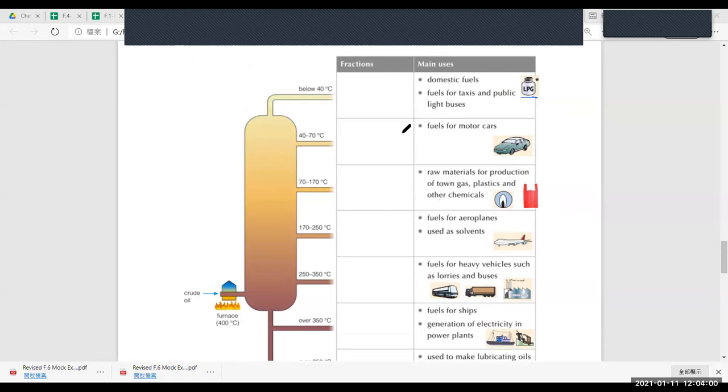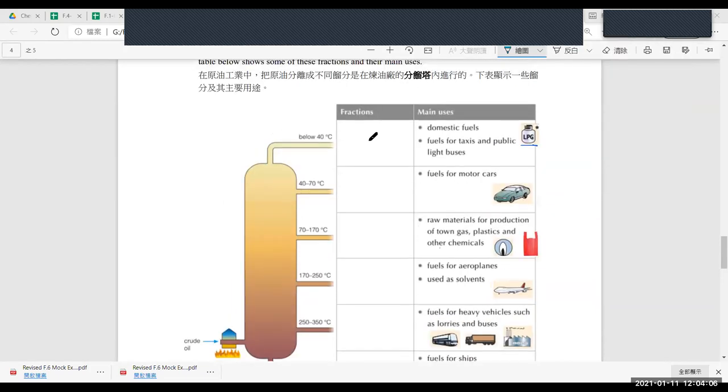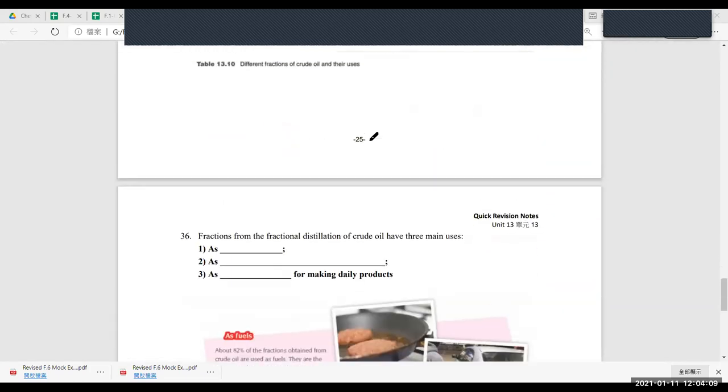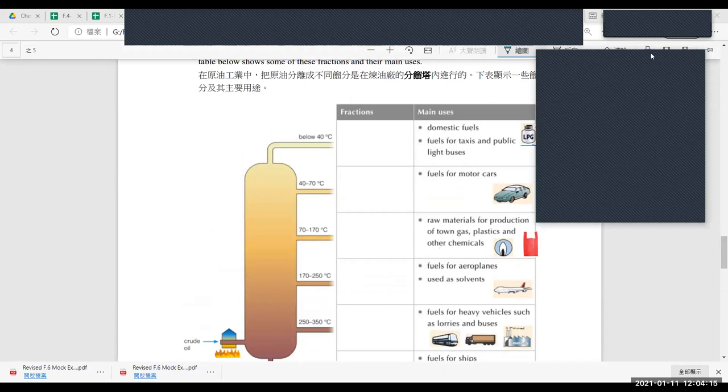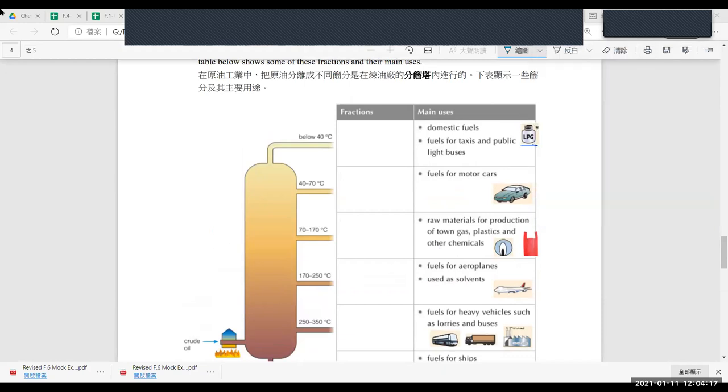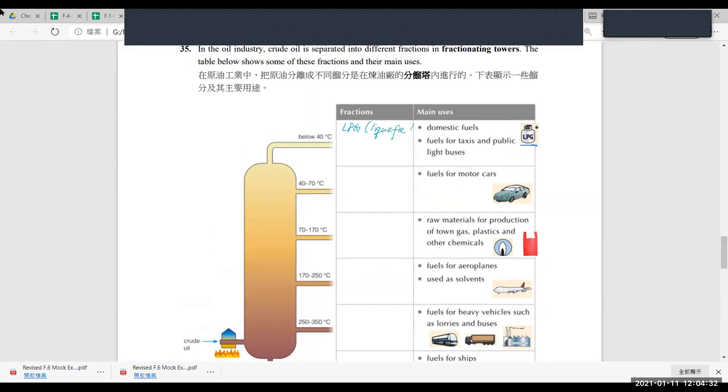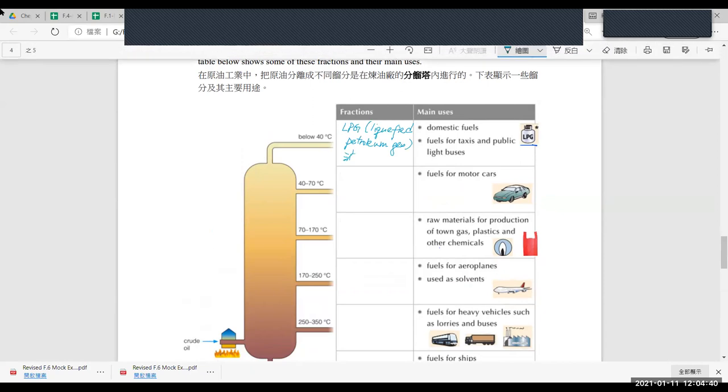Now, what is that? For the first one, in an oil refinery, yep, LPG, very good, LPG. So what is that in Chinese? 石油氣, LPG, with the long name, liquefied petroleum gas, 液化石油氣.